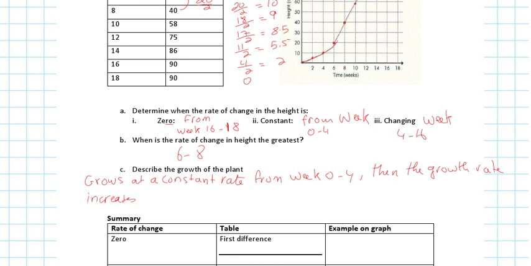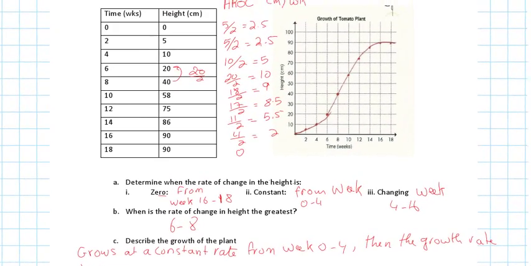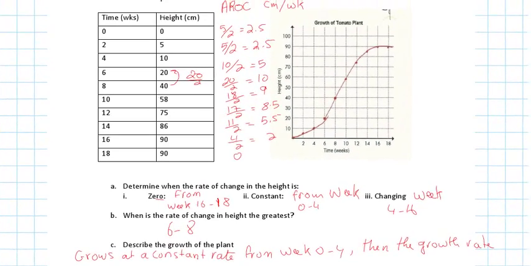So we see that the growth rate is increasing from here to here, right? And then after that, the growth rate is decreasing. It's not growing as fast as these 3 weeks, right? So looking at the growth rate, it was 2.5 centimeter per week, then 5 centimeter per week, then 10 centimeter per week, but then after that, now it's 9, 8.5, 5.5. So the average rate of change is decreasing, yet the plant is still increasing. Does that make sense to you?